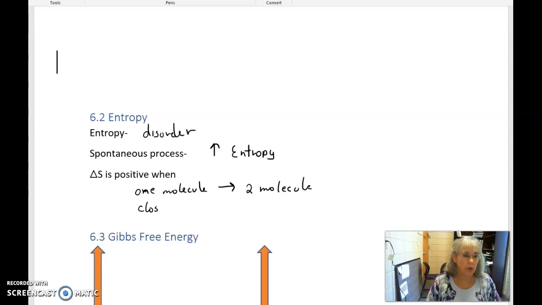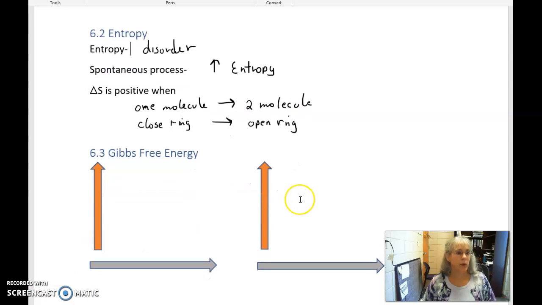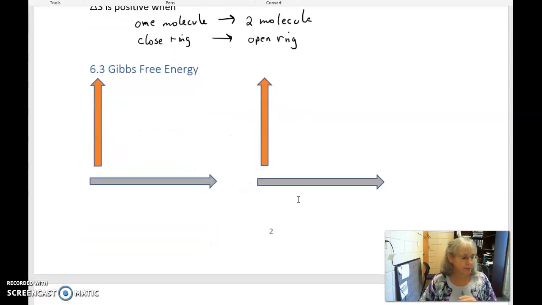So if I have a closed ring and I open it, it can have more states, and that will give me a positive delta S. So let's look at Gibbs free energy, and we'll be combining our enthalpy and entropy.